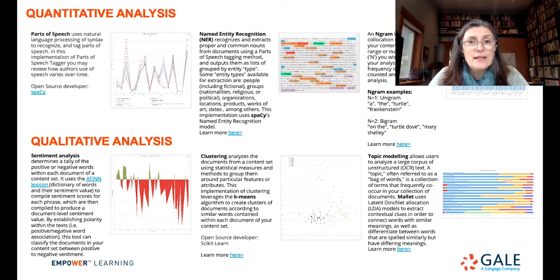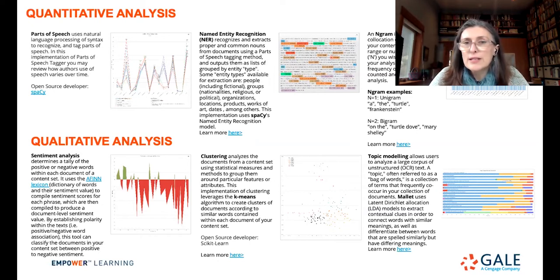So we can divide the analysis methods into quantitative and qualitative methods. So the quantitative methods, which you can see along the top here, are essentially numerical counts of different features or attributes within a content set. So n-grams, for example, identifies word counts across a content set, while parts of speech gives you a count of the different parts of speech used by any given author, like adjectives, adverbs, nouns, etc.